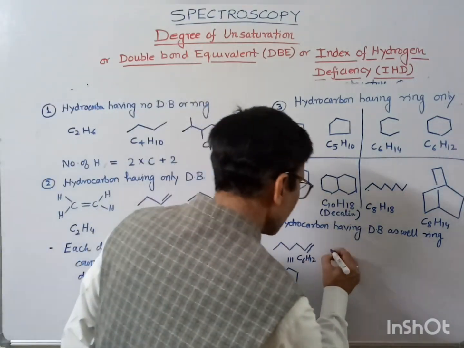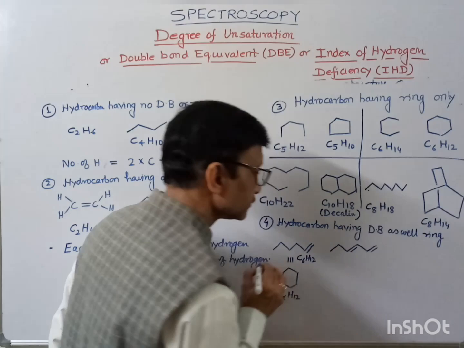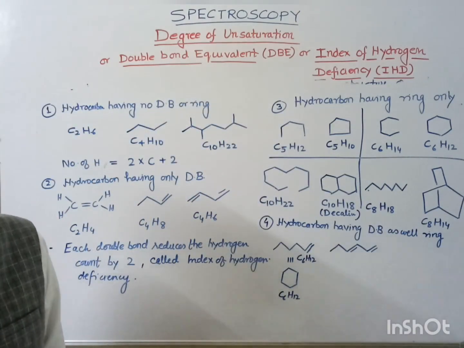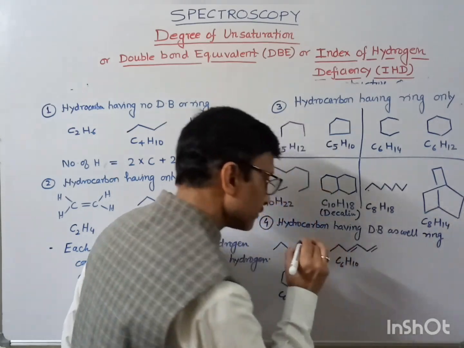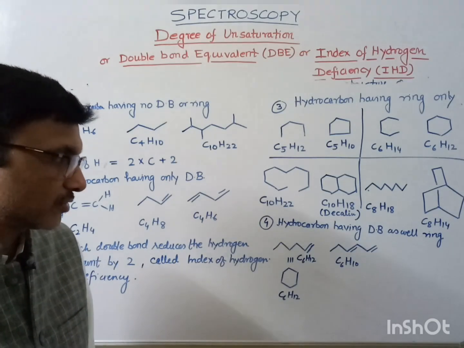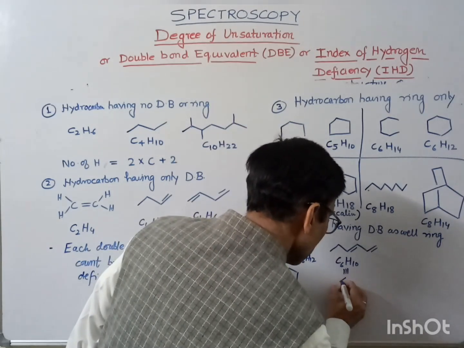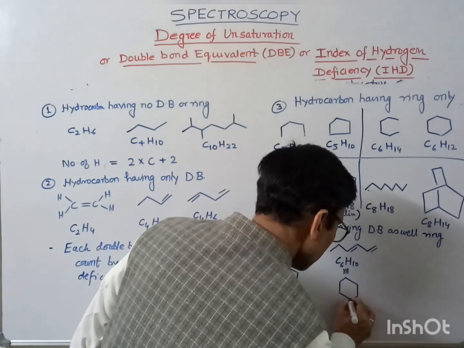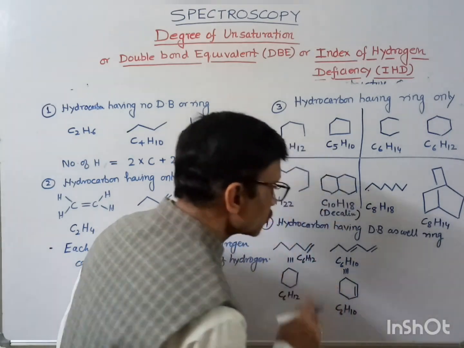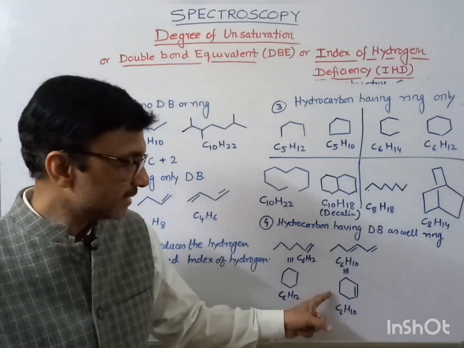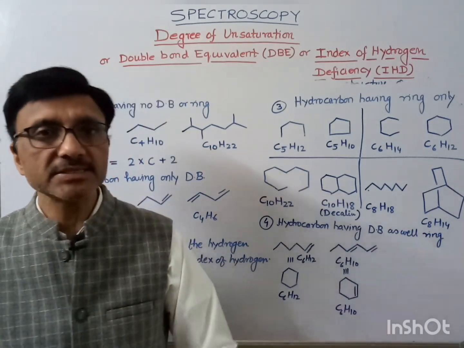Now suppose I put one more double bond. Then what would be the molecular formula? The molecular formula will be C6H10. C6H10. Okay, 2 double bonds, and this also corresponds to a cyclohexene. So the cyclohexene also corresponds to C6H10. So in this structure, if you see, we have a double bond as well as a ring.